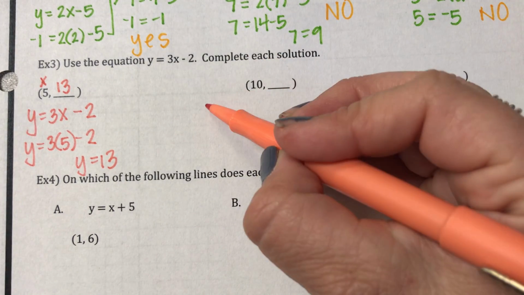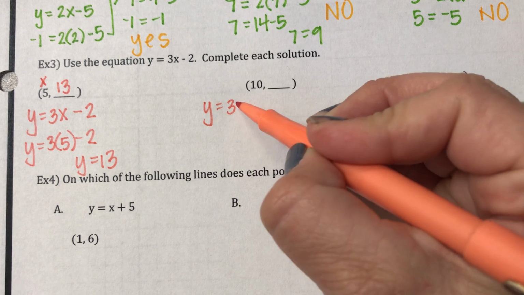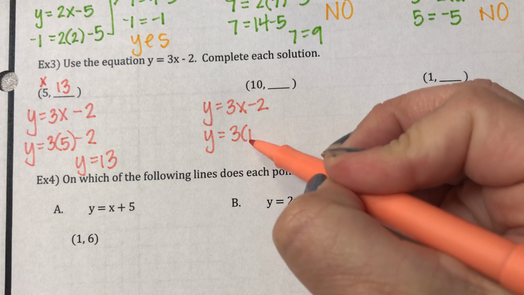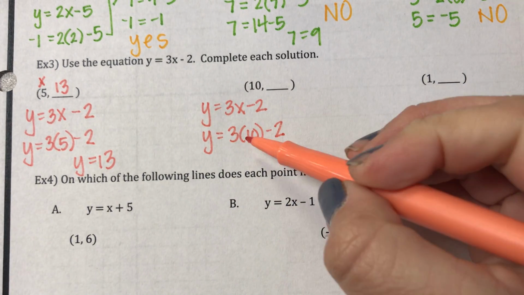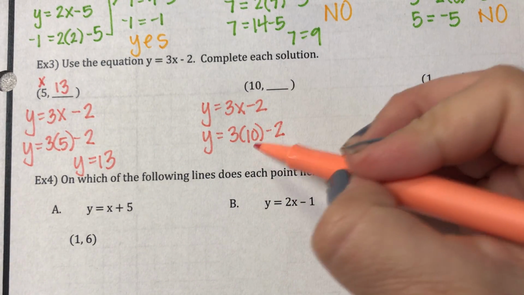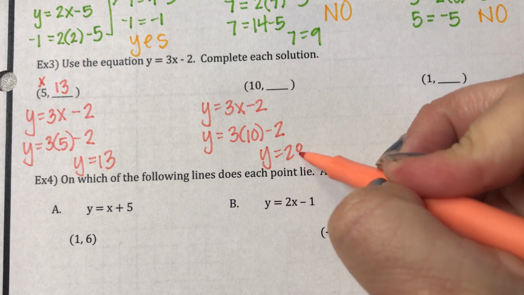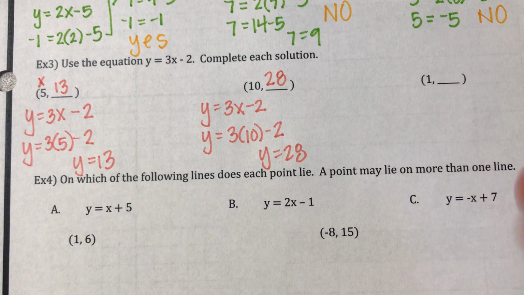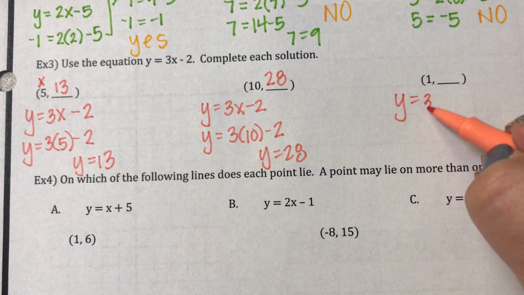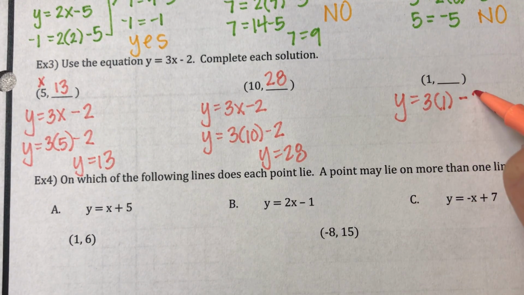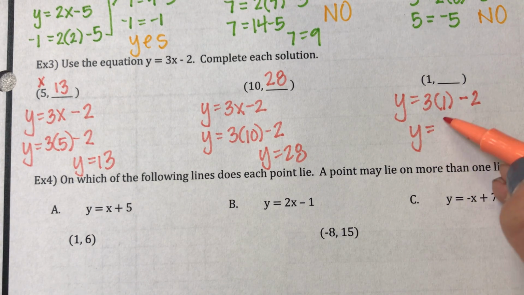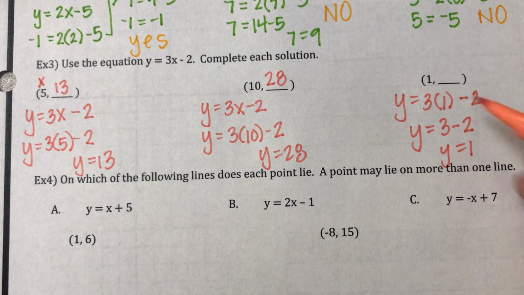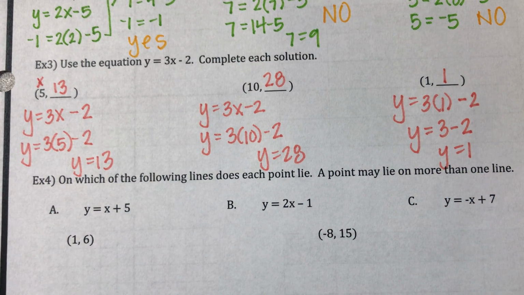Okay, on this next one, y equals 3 times x minus 2. So y equals 3 times 10 minus 2. So what's 30 minus 2? 28. And I put that in there. And then this last one, y is equal to 3 times x, which is 1, minus 2. So y equals 3 minus 2. So y equals 1. So 1, 1 would be my solution.